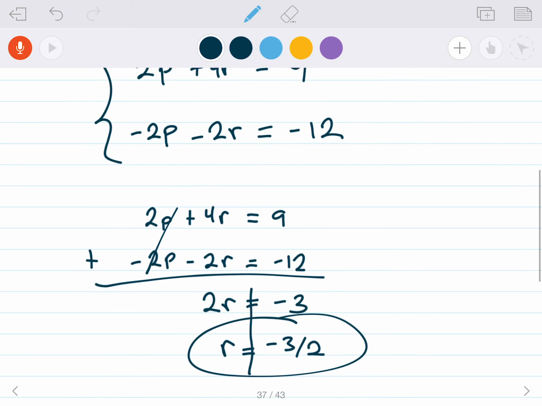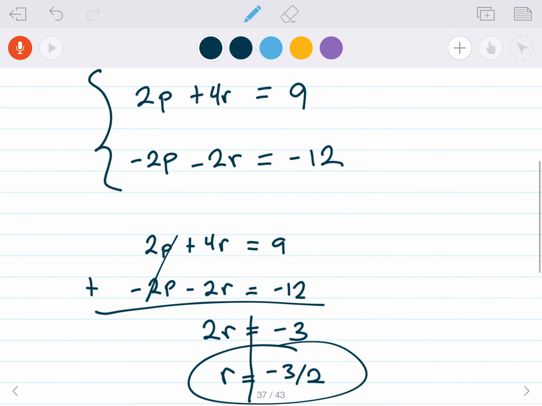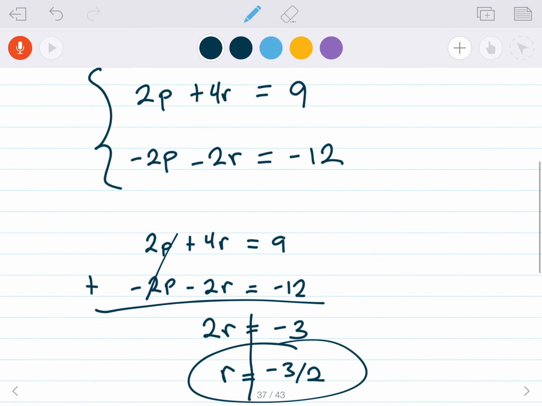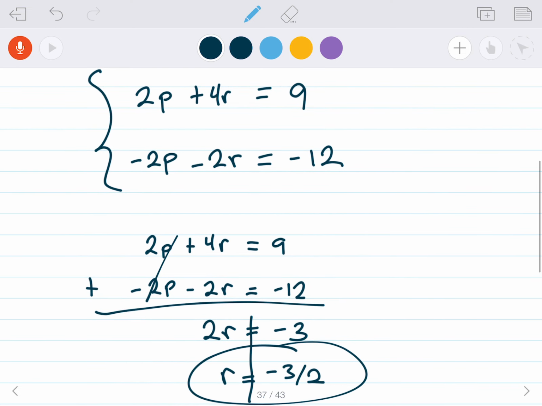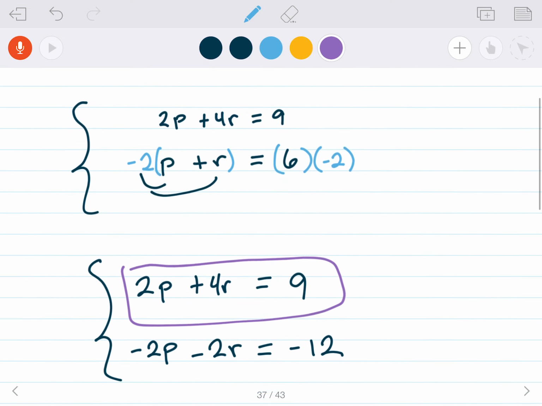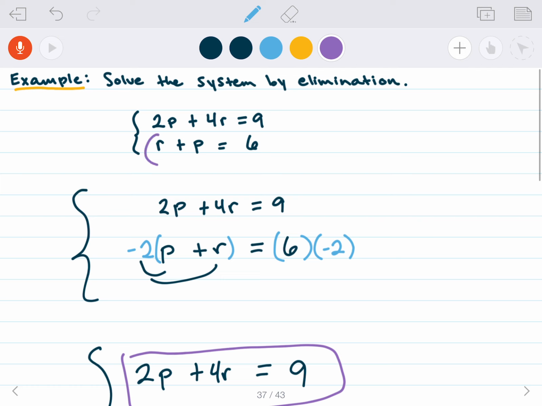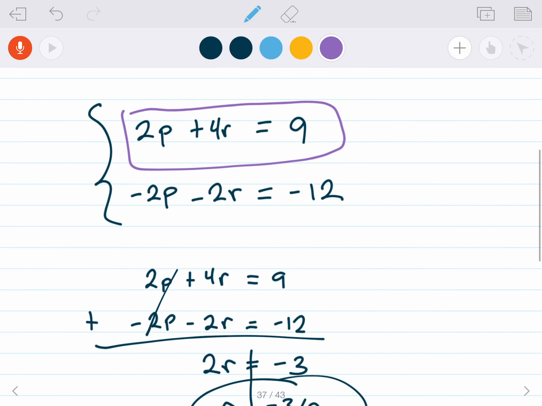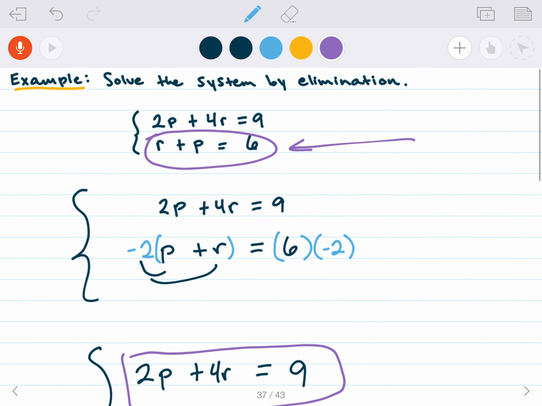And I can find p pretty easily by plugging r into either of the equations. I'm going to use this equation right here. It looks simpler than the second one because there are negatives involved. Or I could actually use the original. This one probably would be the simplest. So I'm going to use this version: r plus p equals 6. We just found r was -3/2.